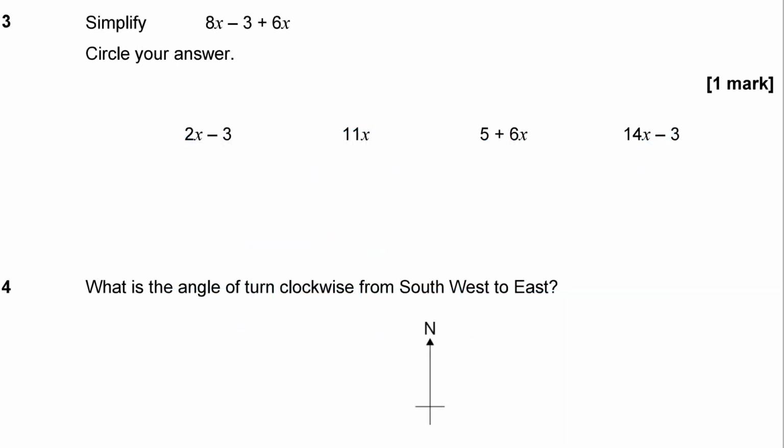Question 3, simplify 8x minus 3 plus 6x. So here we're collecting like terms. So we've got like terms in 8x and 6x, they're both terms in x, and we've got a constant minus 3 there. So grouping together my x's, 8x and 6x together make 14x, and I've just got minus 3 as well, haven't I? So it's that one, 14x minus 3.